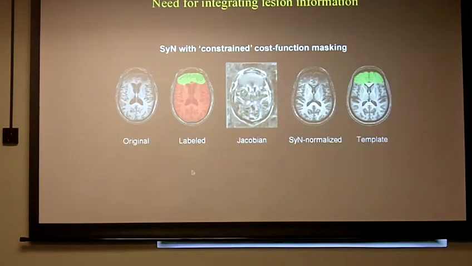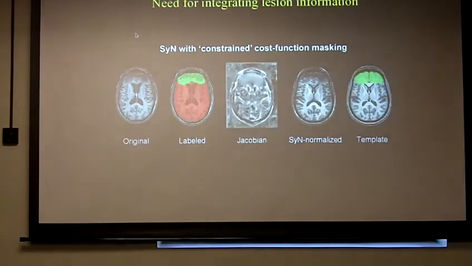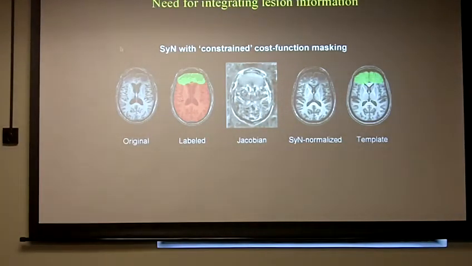One alternative came up when I explained this problem to the PICSL lab at Penn. Brian Avants came up with this method, constrained cost function masking. It is intended to improve traditional cost function masking by imposing more constraint within and around the lesion area. So these are the steps.